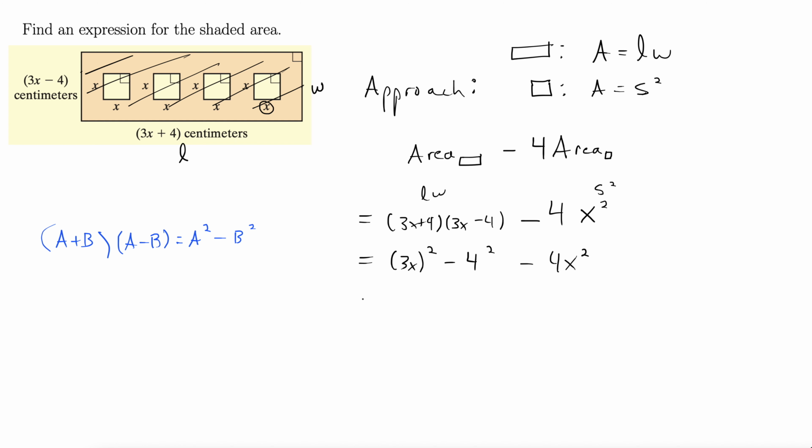Okay, let's expand this out. When we square 3x, remember this 2 goes through to both terms. So this is 9x squared. If it was 3 plus x, that would not happen, by the way, so be real careful with that. Minus 4 squared is 16, minus 4x squared. And then look, we can combine like terms here. 9x squared minus 4x squared is 5x squared minus 16. There we have it, the area of the shaded region.